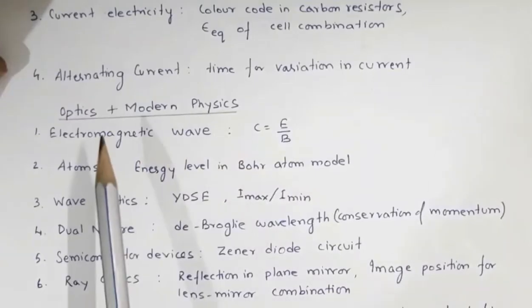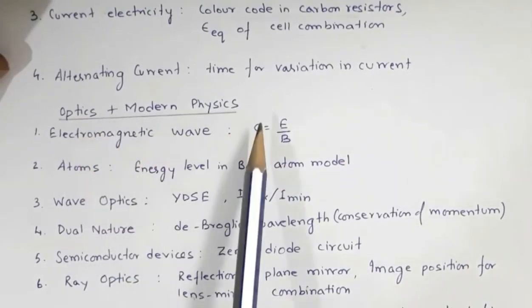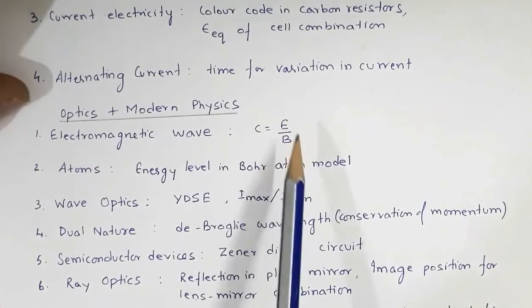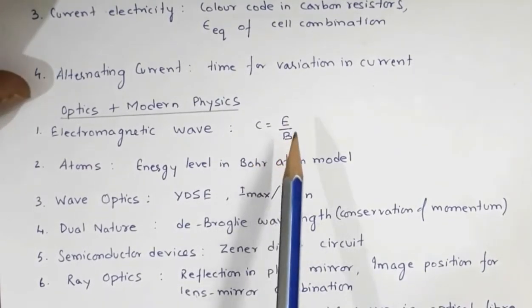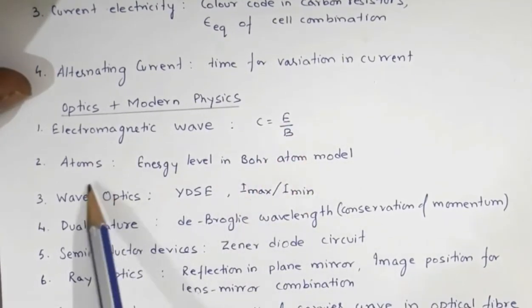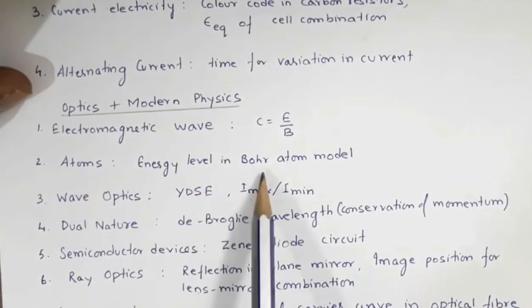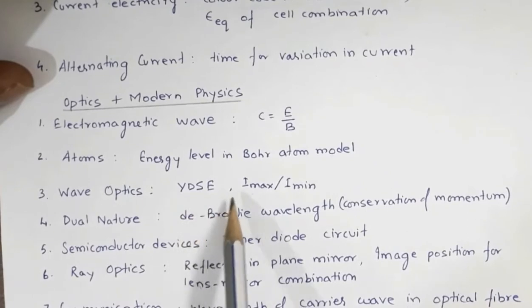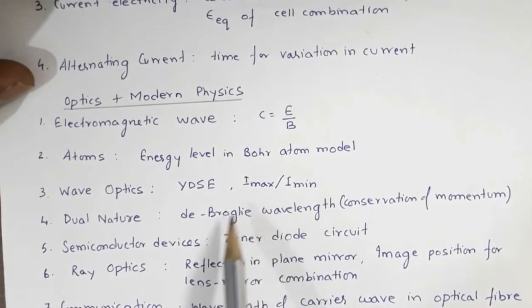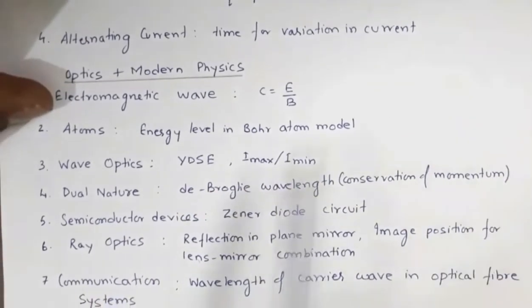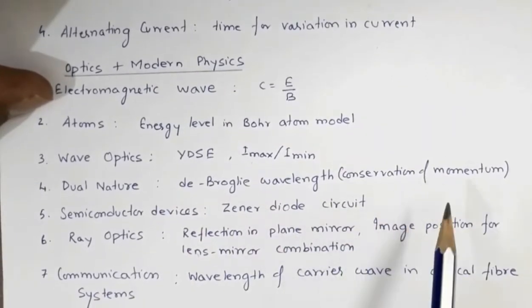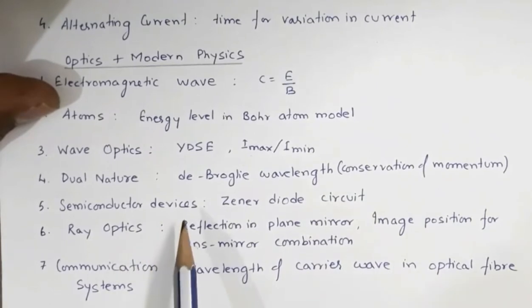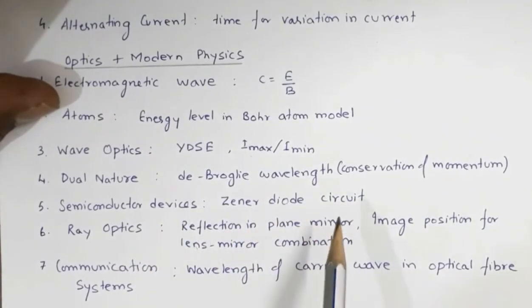Okay. Now moving to the topic optics and modern physics. In electromagnetic waves, there was a question which was asked based on this relation: velocity of light is the ratio of electric field to magnetic field vector. From atoms, energy level in Bohr atom model. Wave optics, there was one question based on Young's double slit experiment, the ratio of I max and I minimum. From dual nature, de Broglie wavelength, conservation of momentum, so a combined concept question was asked. Semiconductor devices, Zener diode based question was asked.